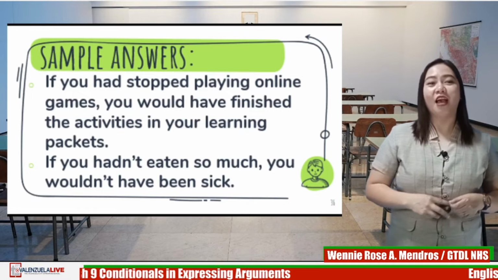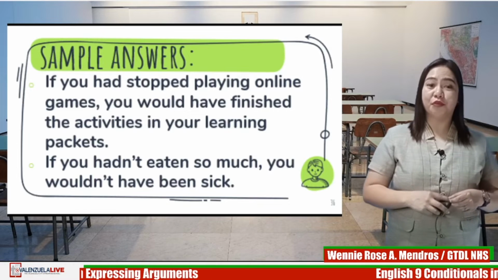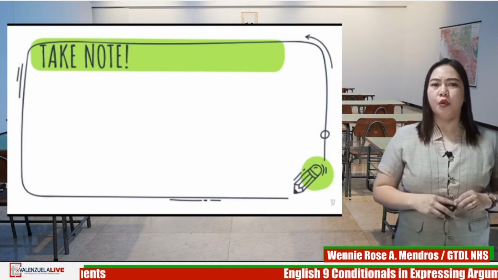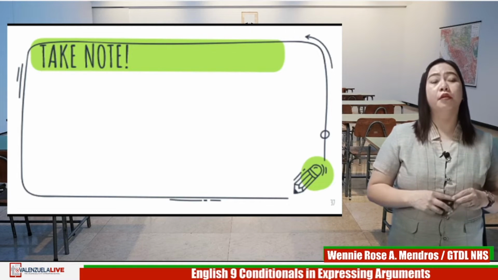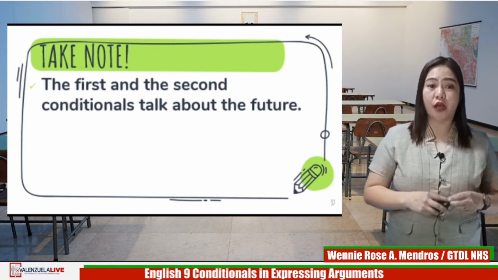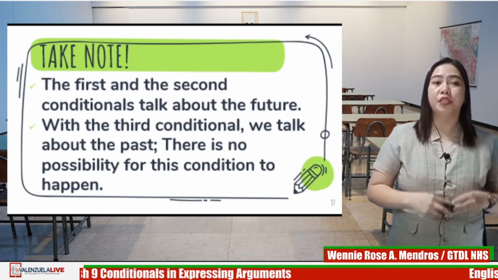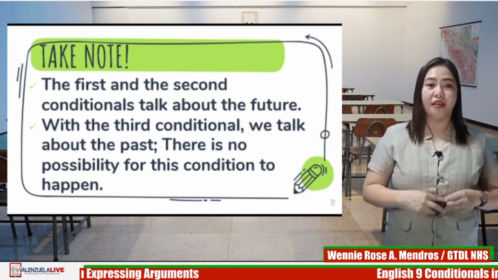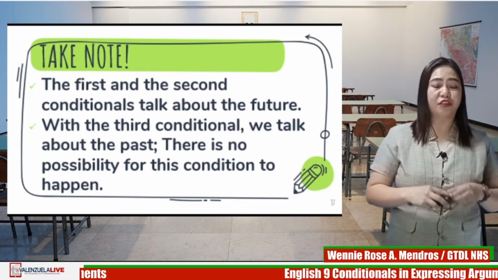And yes, you are right. All of them are still conditional sentences, and this is what we call the type 3 conditional sentence or the third conditional. The question is, what makes it different from the other types of conditionals that we have already discussed? Remember that the first and the second conditionals talk about the future. With the third conditional, we talk about the past. We talk about a condition in the past that did not happen. That is why there is no possibility for this condition to happen. The third conditional is also like a dream, but with no possibility of becoming true.